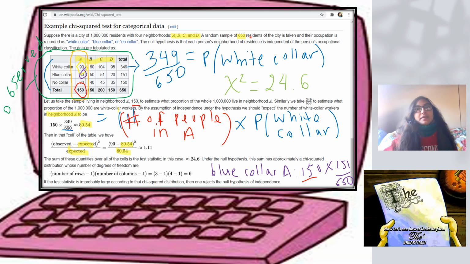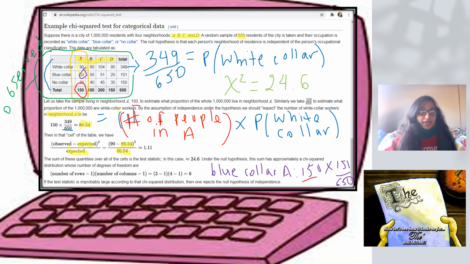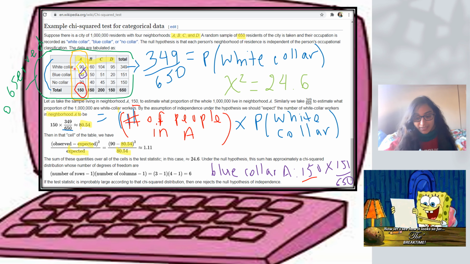So we say that there is some association between a person's occupational classification and their neighborhood of residence. So between their occupation and their neighborhood, there is some association. That is statistically significant.